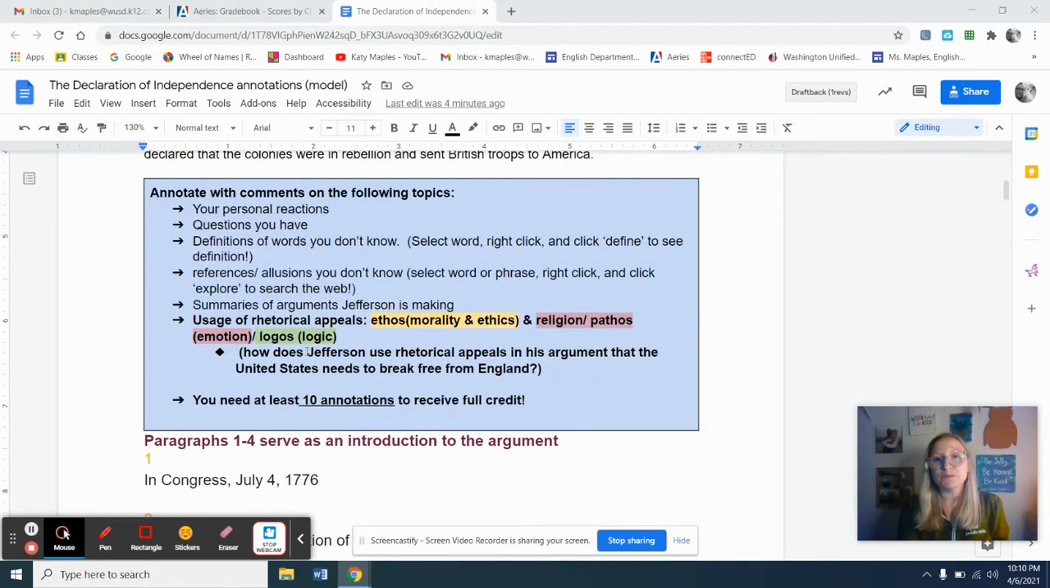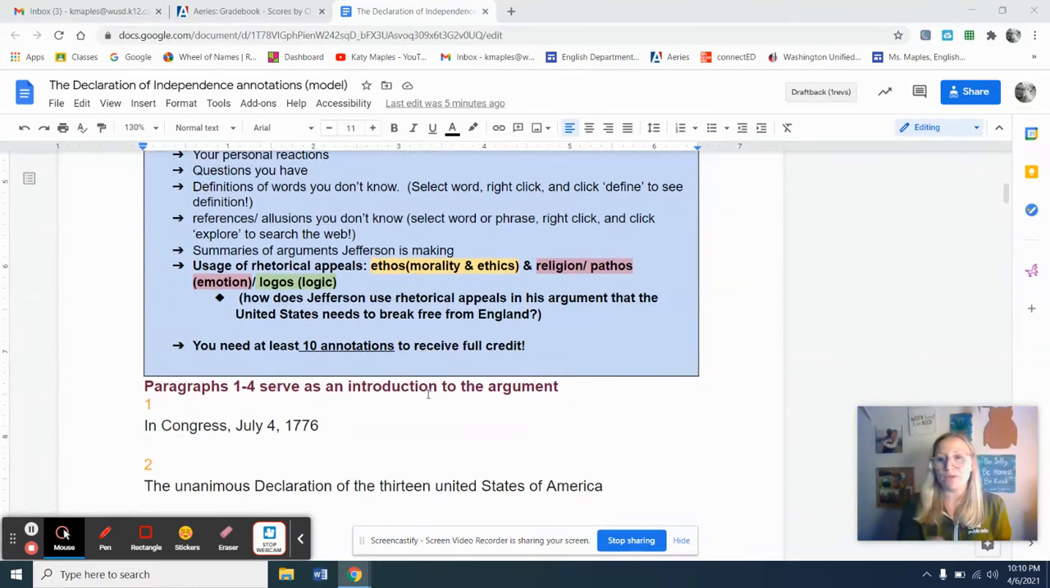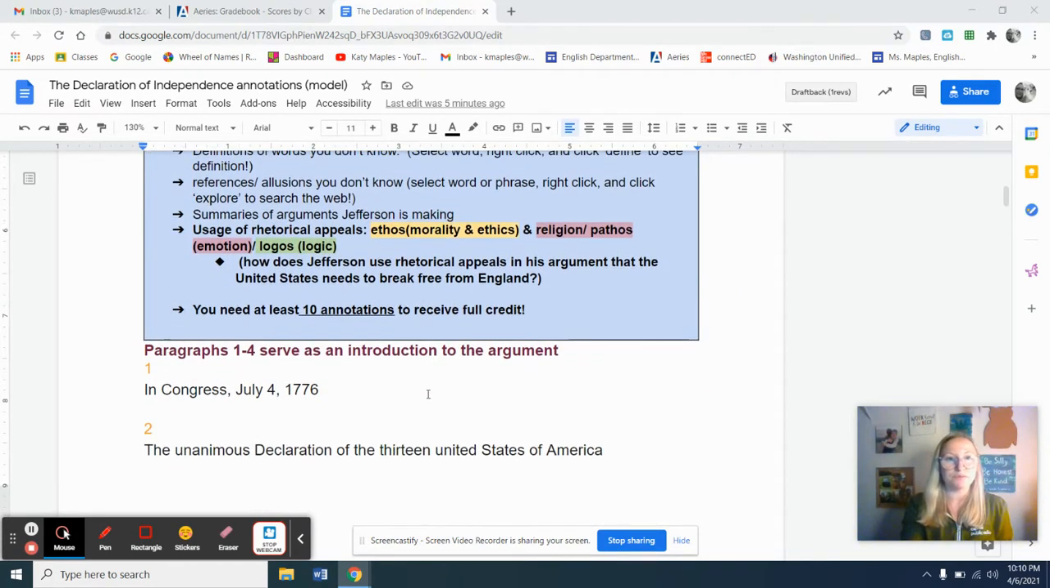If you find ethos, pathos, or logos, either mark it with a comment and say, hey, I think this is pathos, or I think this might be ethos. I think that Thomas Jefferson is persuading that we are right in breaking up with Britain by doing this, this, and this. Or you can use a color coding system. So like I was going to do yellow for ethos, red for pathos, and green for logos. Okay. So that's how I'm going to mark it. You can choose to do it however you want.